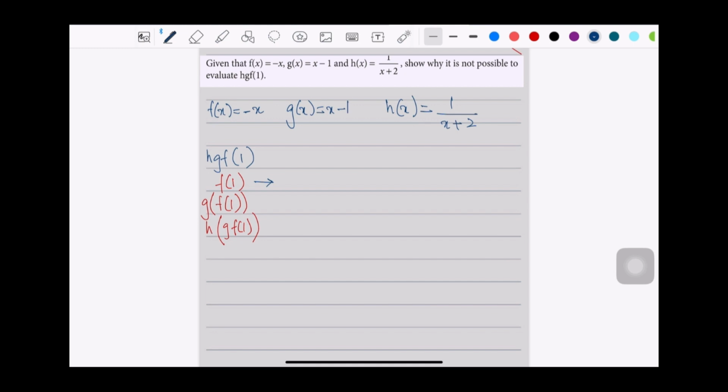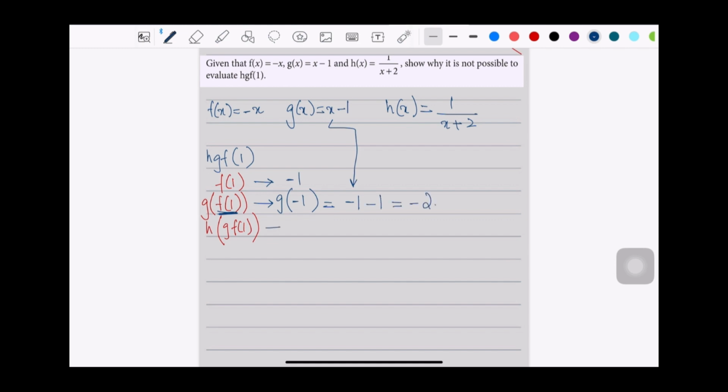So first finding f of 1. So f of 1 is going to be, as you know, f of x is minus x. So instead of x, I place minus 1. So f of 1 is minus 1. So this is the value of f of 1. Now placing the value of f of 1 in g, so g of f of 1 is g of negative 1, because instead of f of 1, I place the value of negative 1 in it. Now this is going to be minus 1 minus 1, which gives you negative 2.